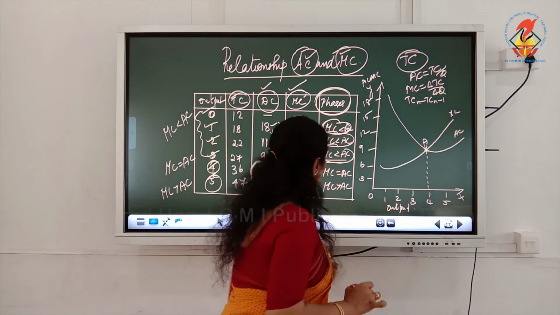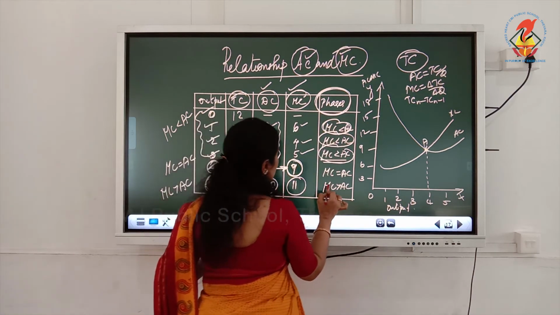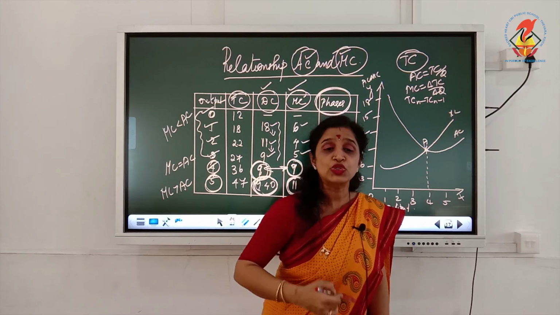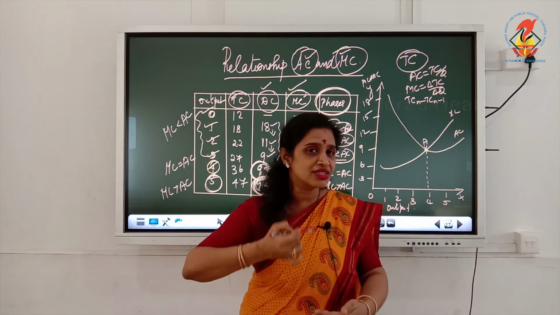Now the third one, after the fourth level, at the fifth level of output, you can find MC starts rising, and now MC is greater than AC. MC is 11 and AC is 9.4, isn't it? Now MC is greater than AC. So what relationship can you say? So long as MC is greater than AC, AC starts rising.